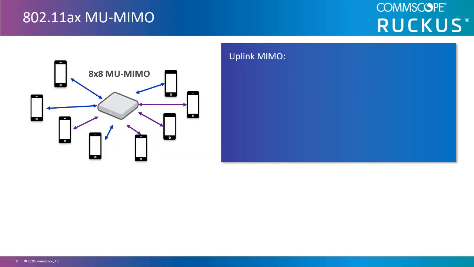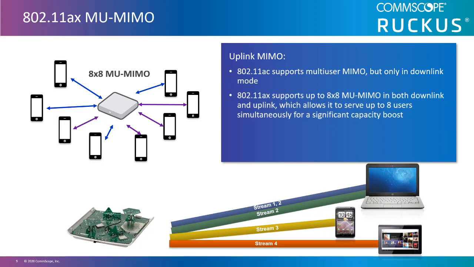OFDMA can work in tandem with multi-user MIMO. The gist of this is that multi-user MIMO allows an AP to address multiple devices simultaneously instead of one at a time sequentially. Multi-user MIMO was introduced in 11ac, but only in the download mode. 802.11ax supports up to 8x8 multi-user MIMO in both downlink and uplink modes, which allows it to serve up to 8 users simultaneously for a significant capacity boost.